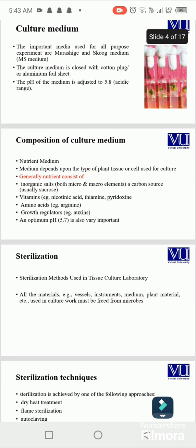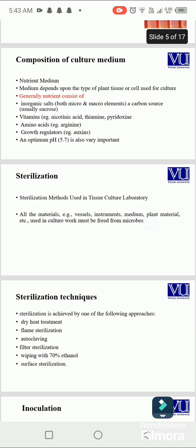Composition of culture medium. The nutrient medium depends upon the type of plant tissue or cell used for culture. Generally, the nutrients consist of inorganic salts, both micro and macro elements, a carbon source, usually sucrose, vitamins such as nicotinic acid, thiamine, pyridoxine, amino acids such as arginine, and growth regulators such as auxins. An optimum pH of 5.7 is also very important.